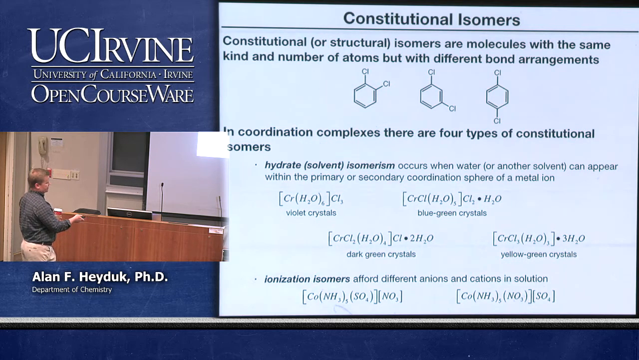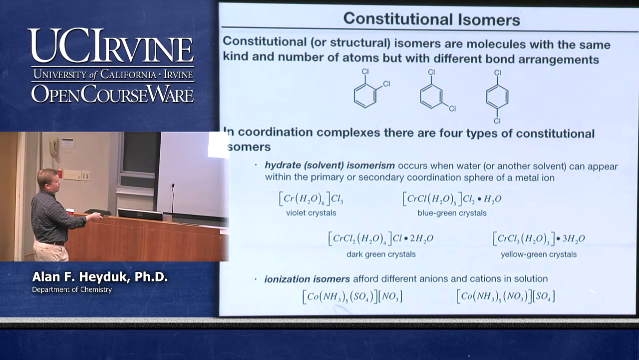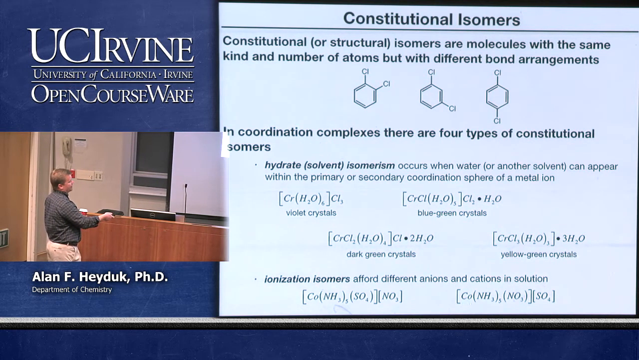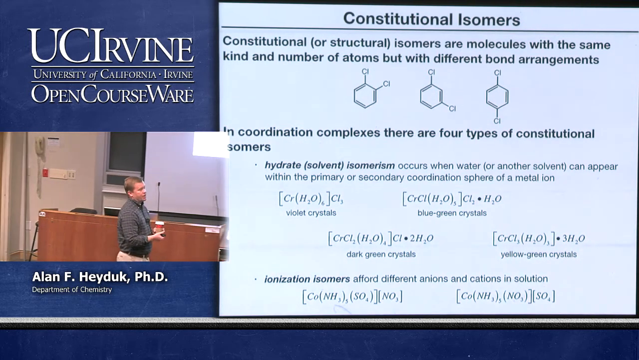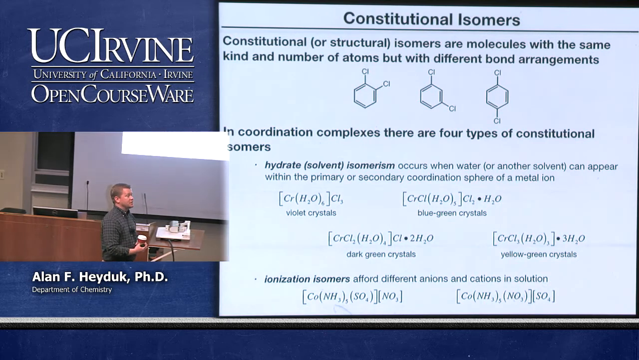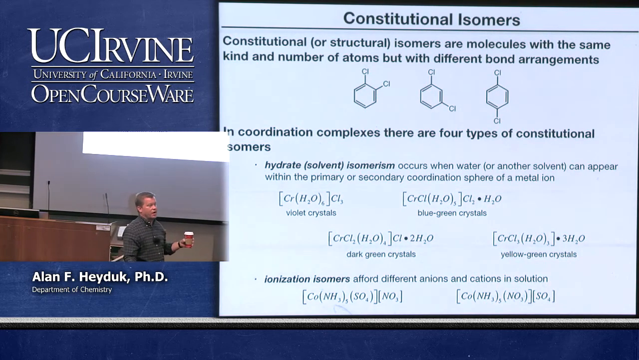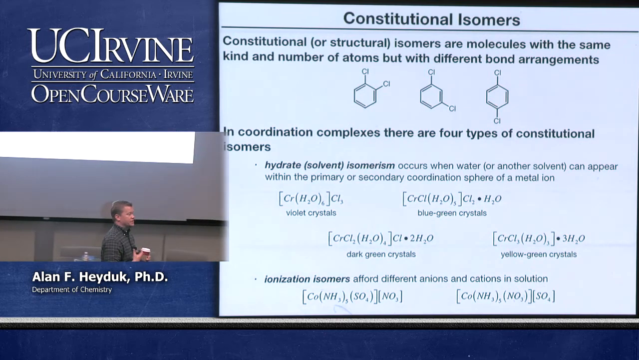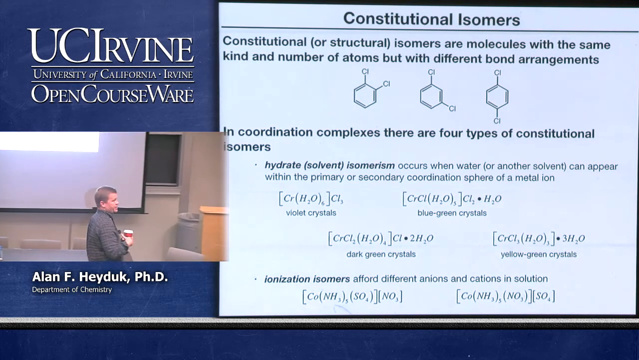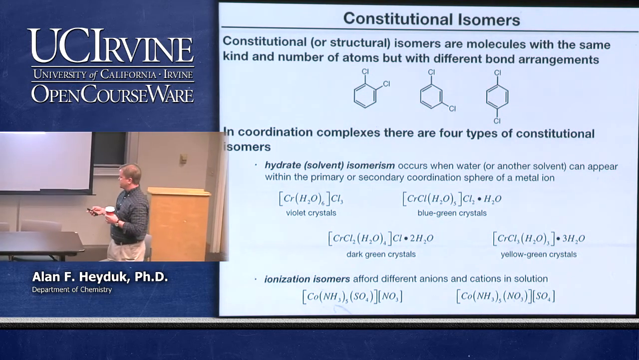If you dissolve this compound on the right in water, you would have a dication that's cobalt with 5 ammonias and a nitrate, and a dianion that's the sulfate anion. Okay? Same formula, speciates in a completely different way when you dissolve it in water because of the difference in putting the ligands in the primary coordination sphere versus the secondary coordination sphere.